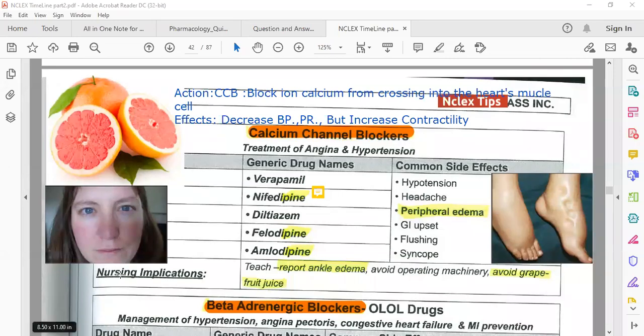So let me share the nursing interventions or implications. We educate our patient that if they see peripheral edema or ankle edema, they should report it to the healthcare provider. Also, it is good to avoid operating heavy machinery. They need to avoid work where they need alertness, and avoid grapefruit juice. What else?